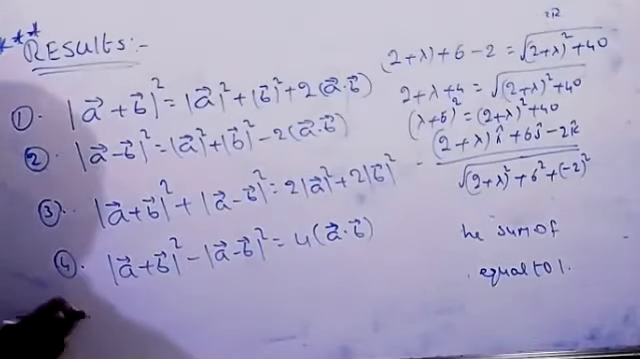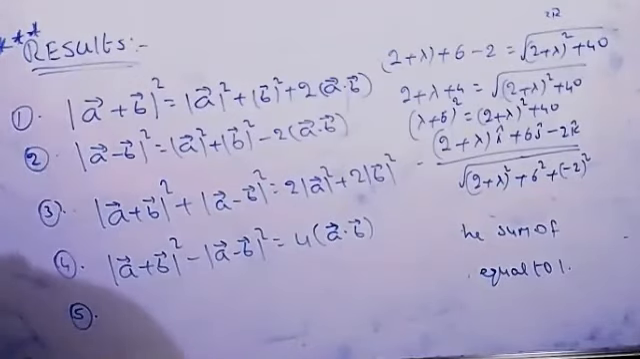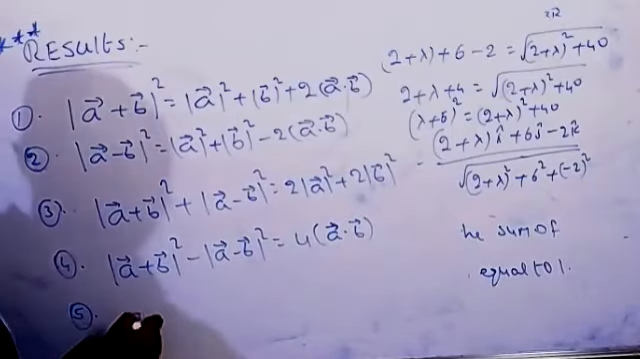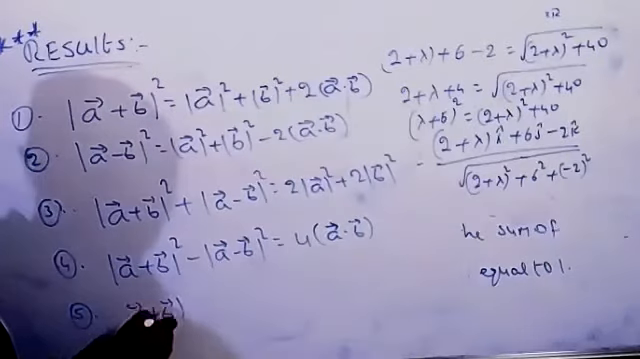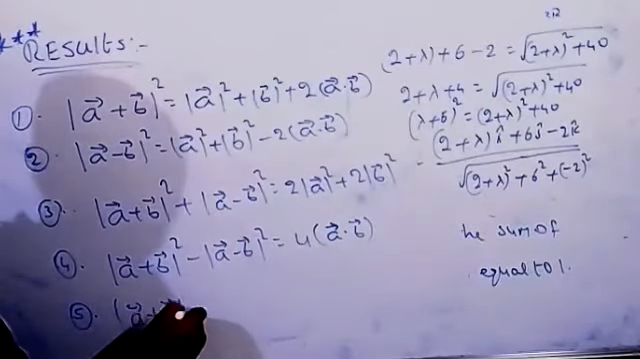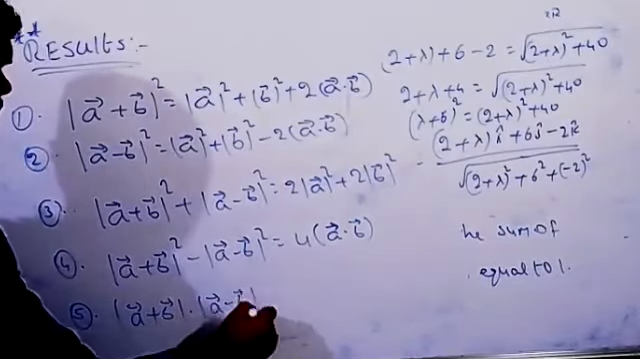And the fifth one. The product of these two values now. The product of that means a plus b dot a minus b. A minus b is equal to.